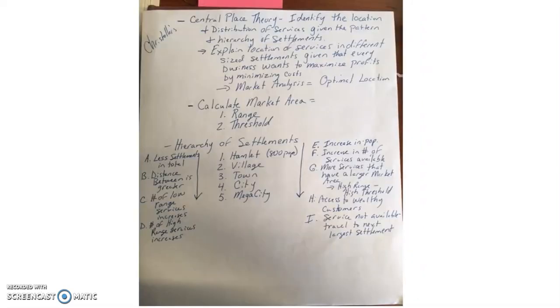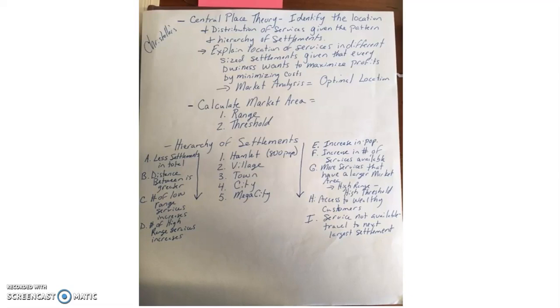So let's talk about central place theory. This identifies the location and the distribution of services given the pattern and hierarchy of settlements. So it explains the location of services in different size settlements, given that every business wants to maximize profits by minimizing costs. In order to do this, they must do a market analysis in order to determine their optimal location. So what is this market analysis? How do they calculate it? They do this by calculating their market area.